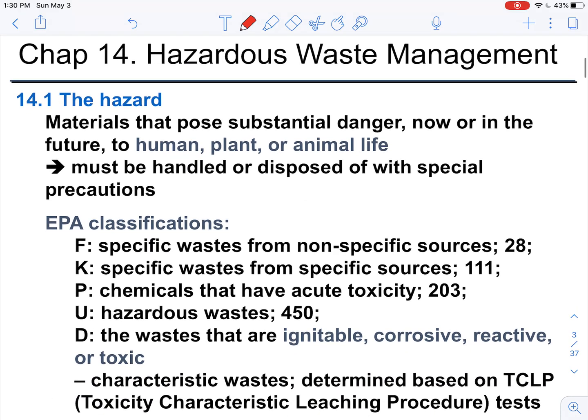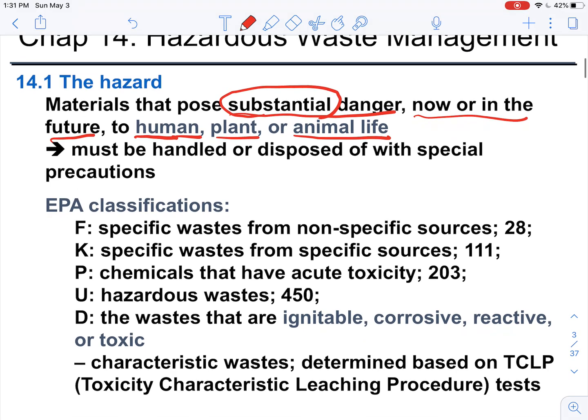Okay, so the hazardous materials are basically the materials that pose substantial danger, either now or in the future. You see that there's a broader definition of hazardous material covering all human, plant, or animal life. This is similar to the definition of air pollution, right? But hazardous materials are something that can pose substantial danger, so they must be handled or disposed of with special precautions.